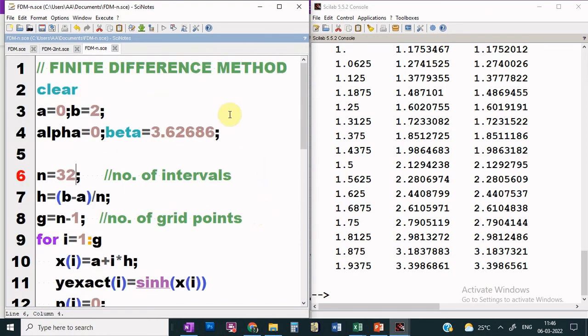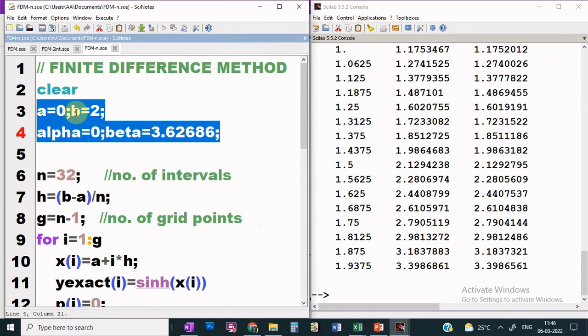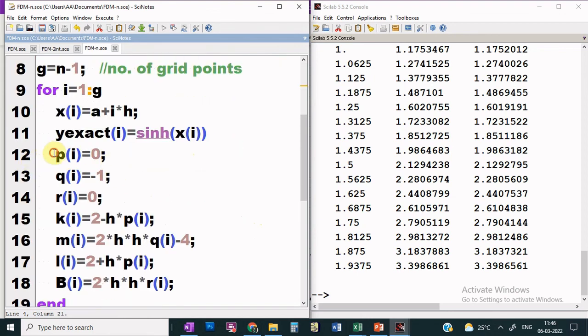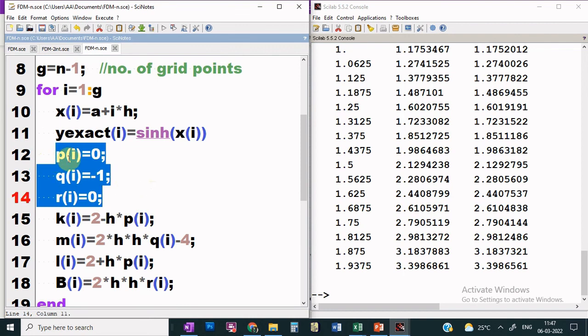If you do it for any other differential equation, what you have to do is make the corresponding changes in the values of a, b, alpha, and beta over here. You can give any value to the number of intervals, and the other thing you have to change over here is to give the appropriate values to p, q, and r depending upon which differential equation you are solving. Rest will remain the same. So this is now the general program which should work for any second order differential equation for the finite difference method. So we have learned what the finite difference method is, and we have also seen how you can implement this method using Scilab for 2 intervals, 3 intervals, 4 intervals, or any number of intervals.